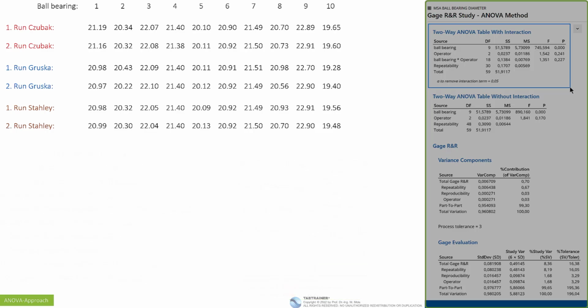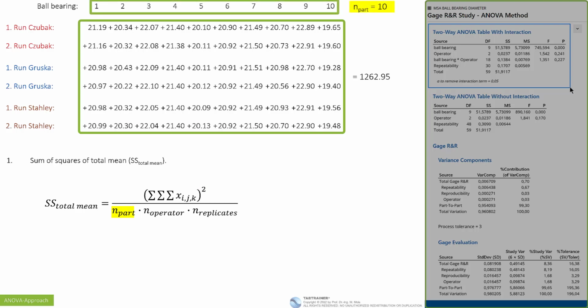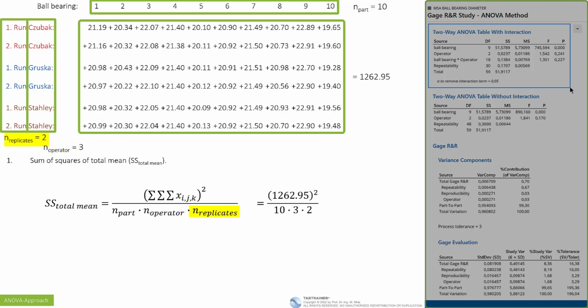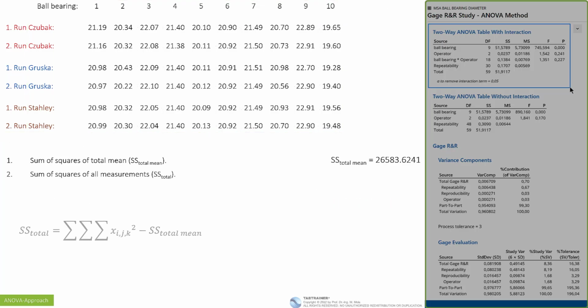Let us start with the calculation of the sum of squares of the overall mean. For this, all 60 individual values are first added up, resulting in a sum of 1262.95 millimeters. This sum is then squared and divided by the following product. Number of parts, in our case 10, multiplied by the number of operators, in our case 3, multiplied by the number of replicates, that is the number of runs, in our case 2. Which gives a sum of squares of the total mean of 26,583.6241.